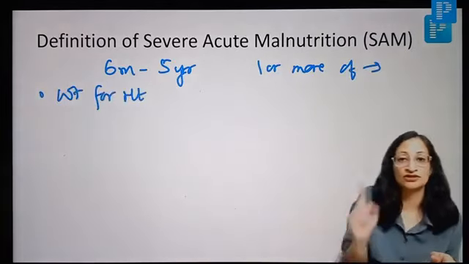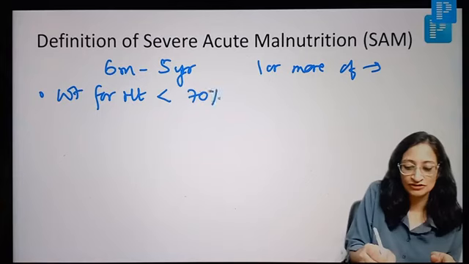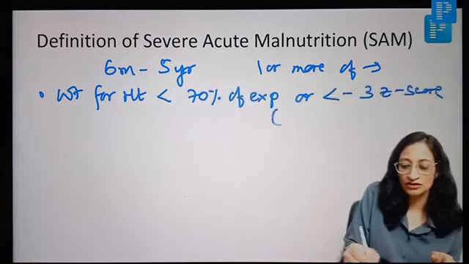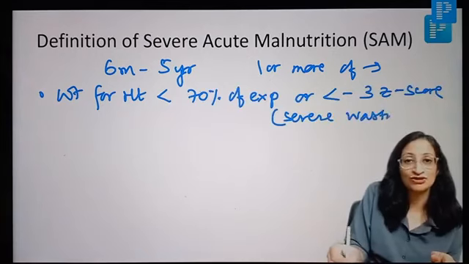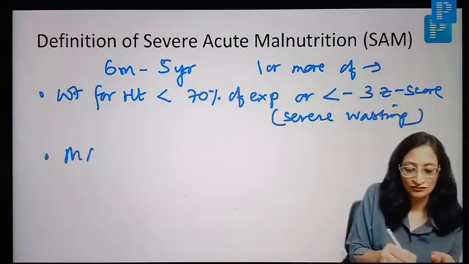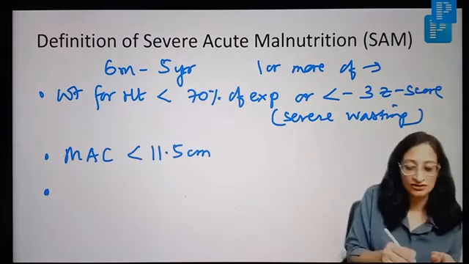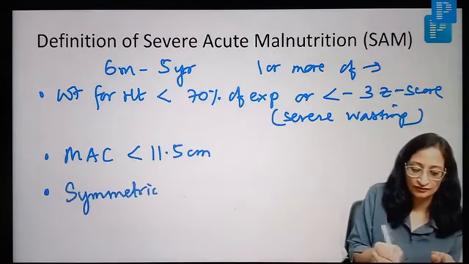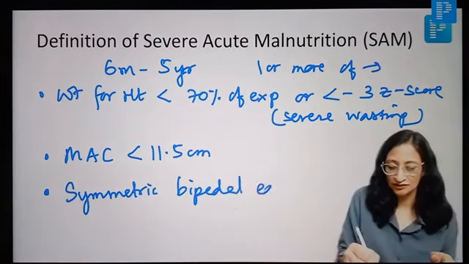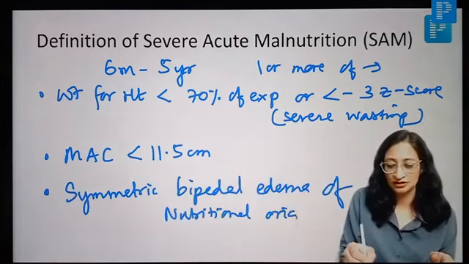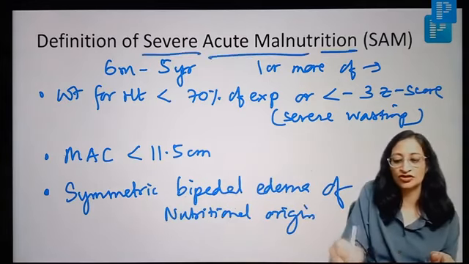So remember, it's not weight for age, it's weight for height less than 70% of expected or less than minus 3 Z score. That means what? Severe wasting. Remember your WHO classification, right? Mid-upper arm circumference less than 11.5 centimeters, and presence of symmetric bipedal edema of nutritional origin. If any of these is present, then we call it severe acute malnutrition or SAM, right?